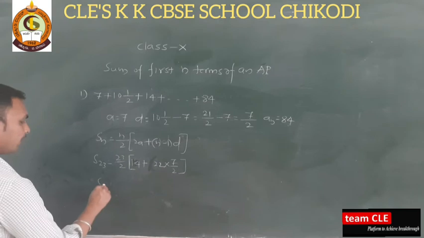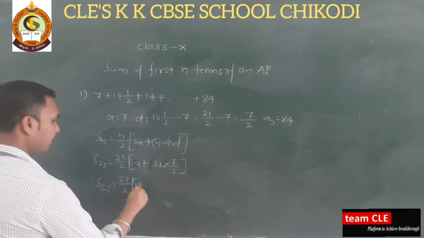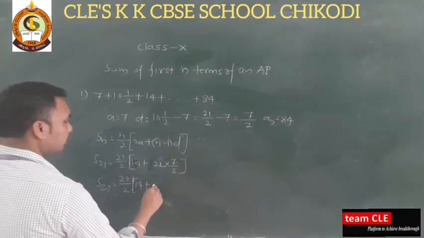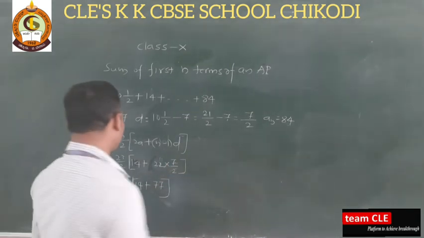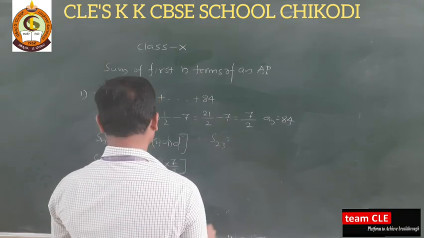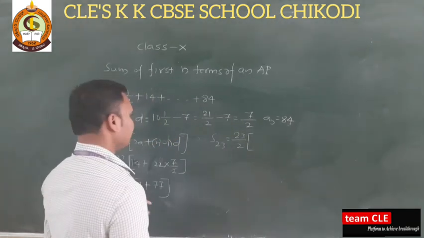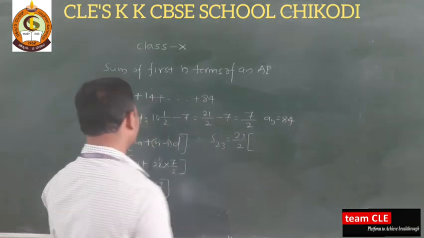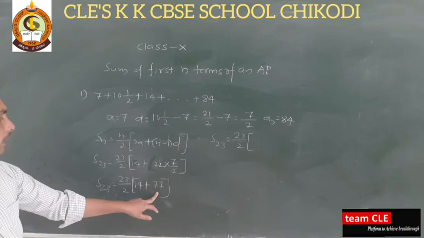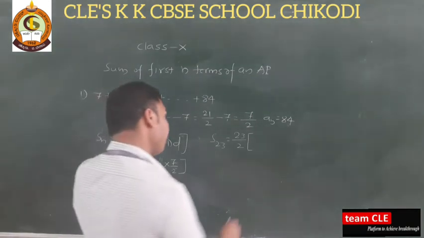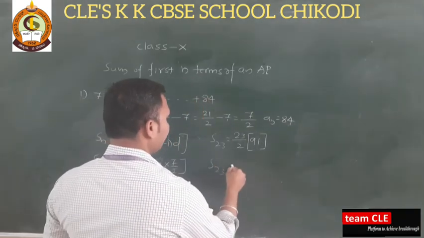Next, S23 is equal to 23 by 2 into bracket of 14, keep as it is, plus 11 into 7, which is 77. Next, S23 is equal to 23 by 2 into bracket of 14 plus 77. How much do we get? We get 91.